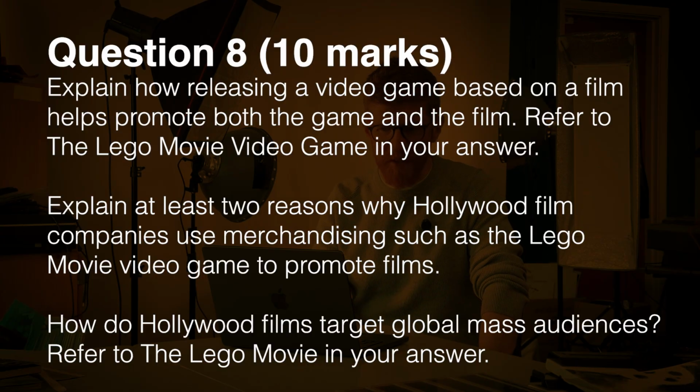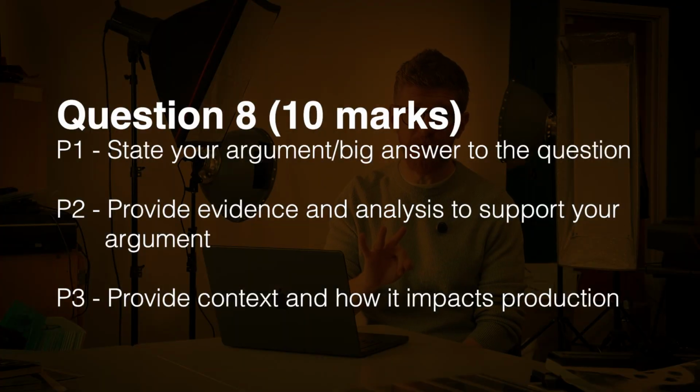Explain at least 2 reasons why Hollywood film companies use merchandising such as the Lego movie video game to promote films. How do Hollywood films target global mass audiences? Refer to the Lego movie in your answer. Now, since this is a 10 marker, you need to spend 10 minutes on it. And it's another one where you have to provide an extended response rather than just trying to fit it within a set criteria. This means to get the top band, you need to show a thorough understanding of the given topic. So you need to be aiming for 3 paragraphs on this one. In your first paragraph, outline your point.